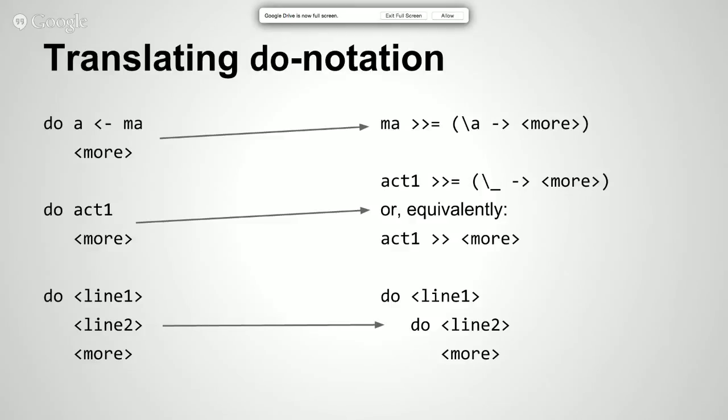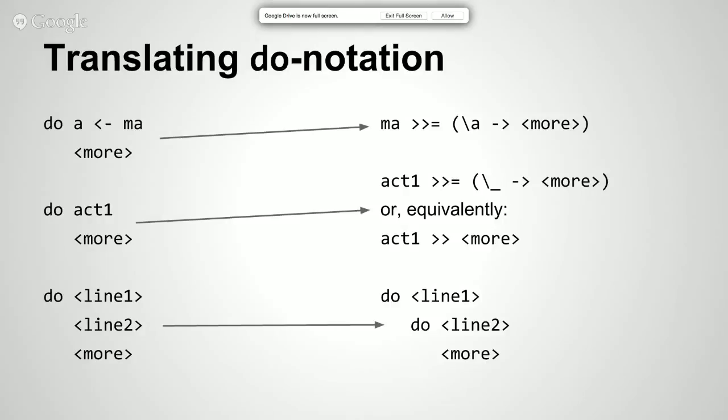You're saying do A gets. I've learned that gets is the proper pronunciation of the backward arrow. Do A gets MA, and then more is equivalent to MA bind lambda A to more.